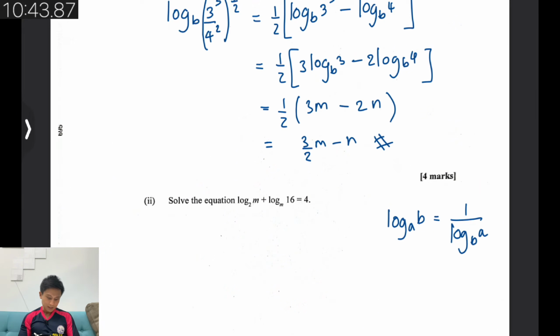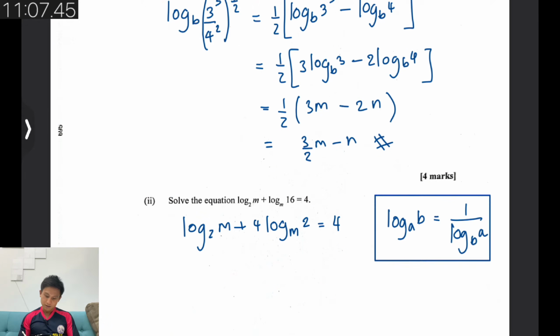But before I do that, let's change it to this. So I'm going to have log base m. Well, 16 is 2 to the power of 4, right? So I'm going to have 2 to the power of 4. But again, using the log property, you can bring the power in the argument of the log to the front like that. And this is equal to 4. And again, using this property, you're going to convert the log base m of 2 to be 1 over log base 2 of m.